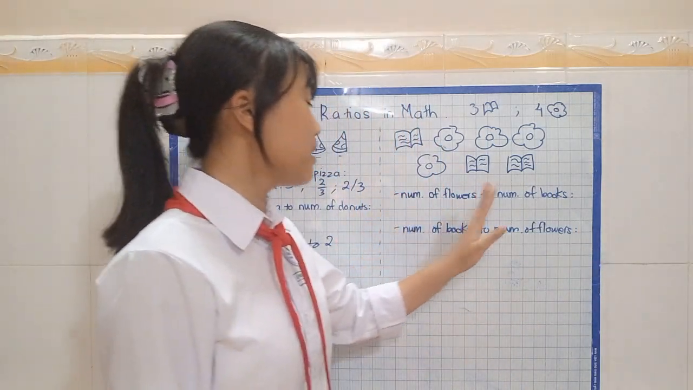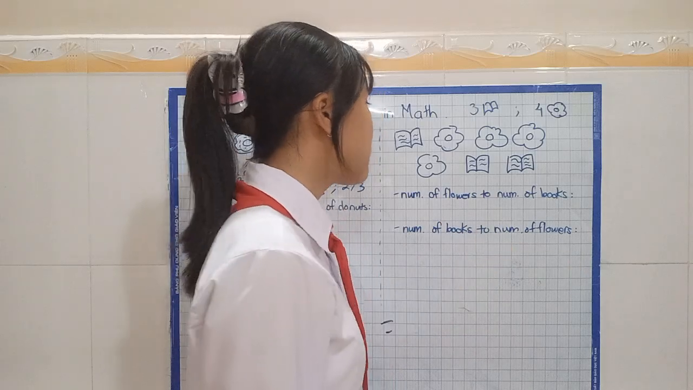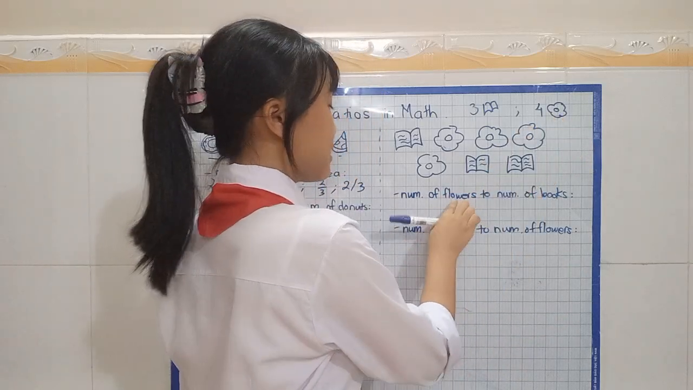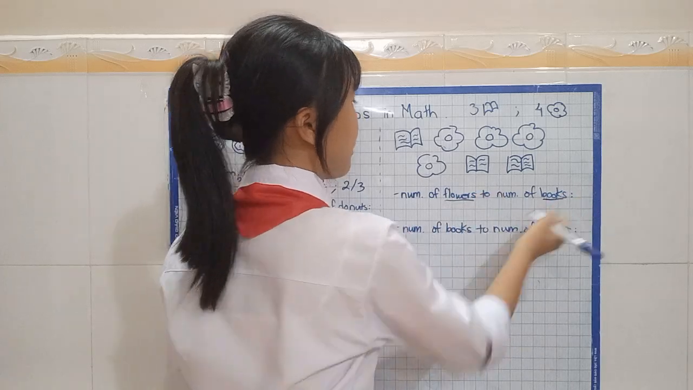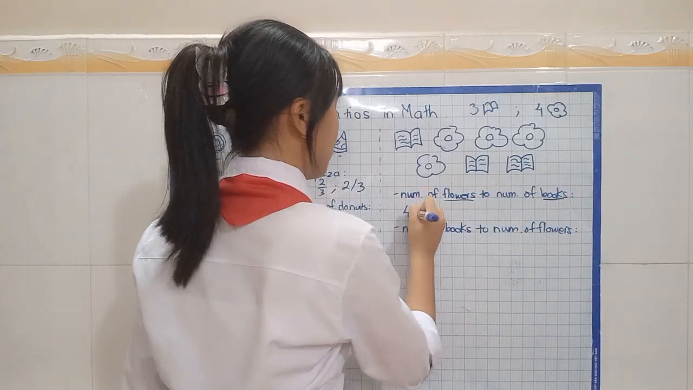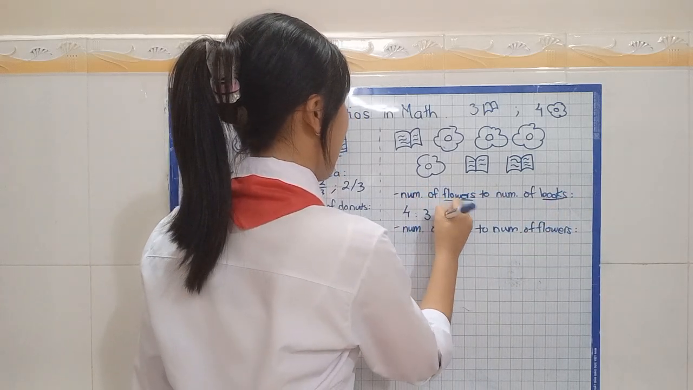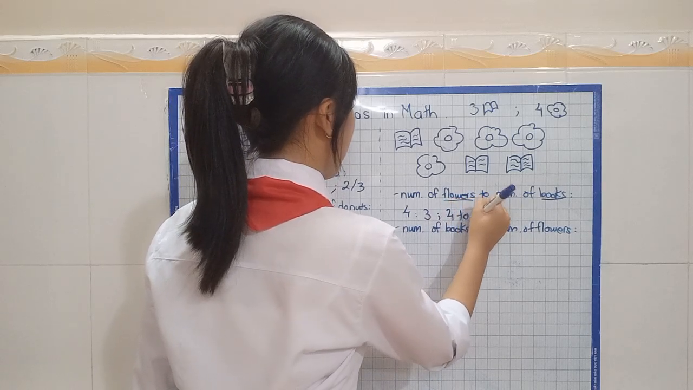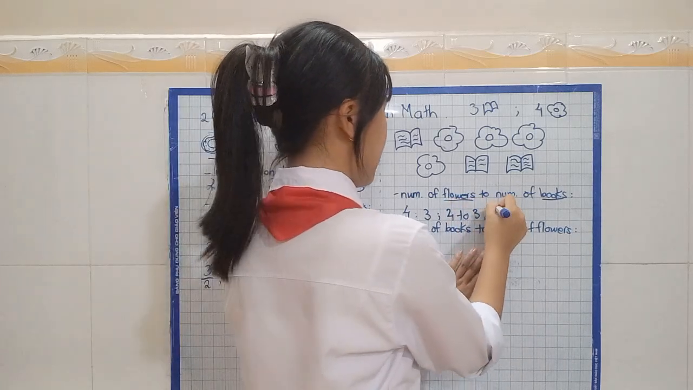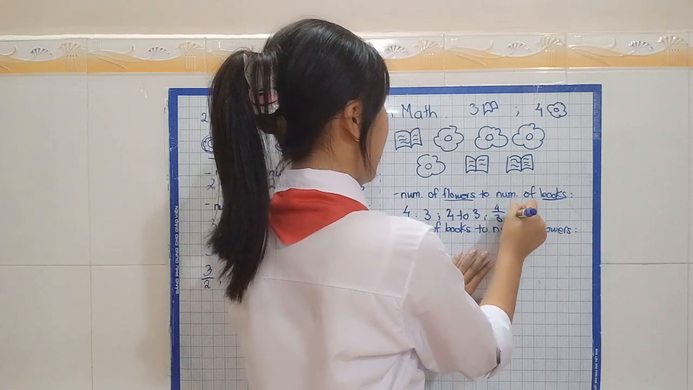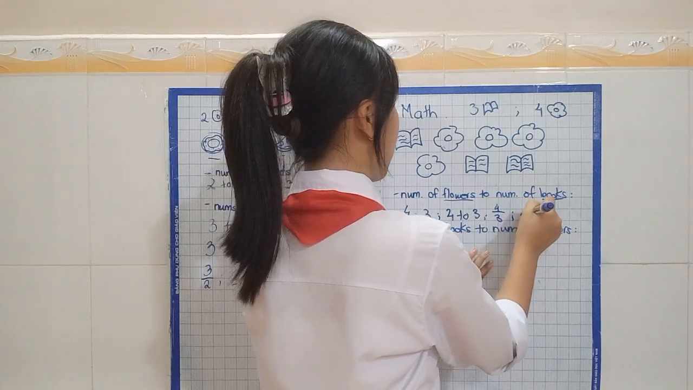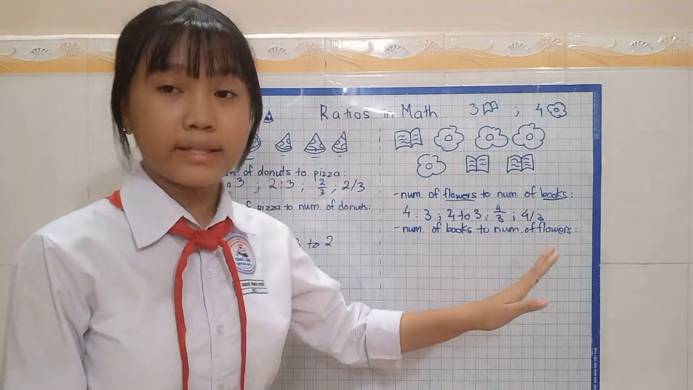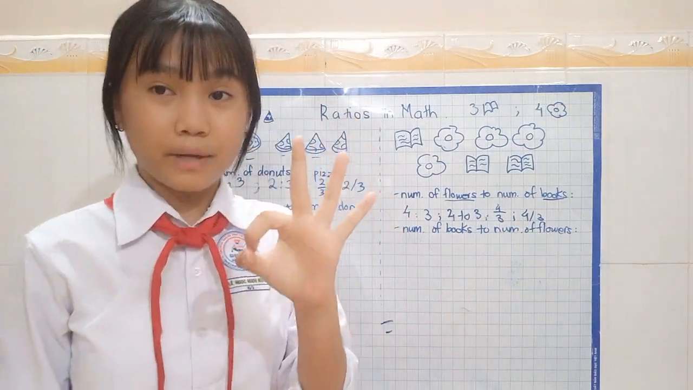Now, how to find the number of flowers to the number of books? Well, we will put flowers before books, because here you guys can see flowers before book. So we have 4 to 3. Or we could write it as 4:3. Or as a fraction like 4 on top of 3, or 4 thirds. And all of these ways are read as 4 to 3.